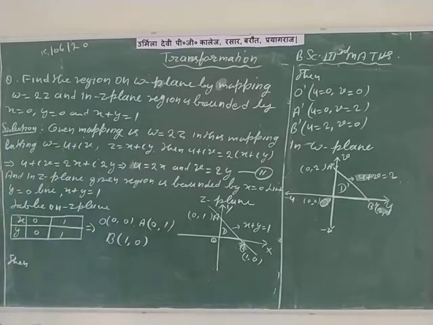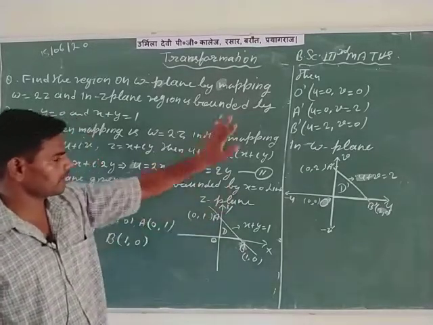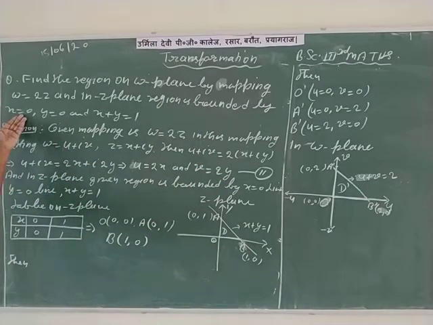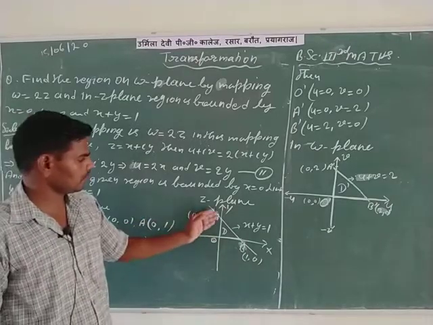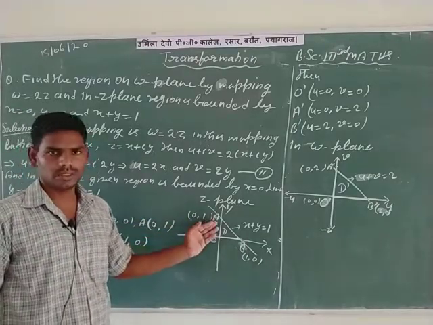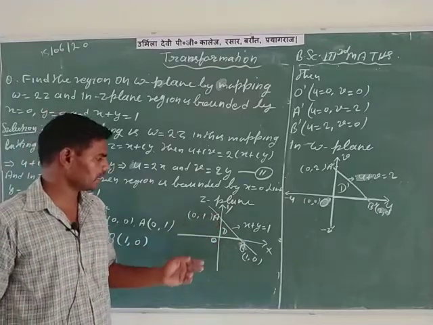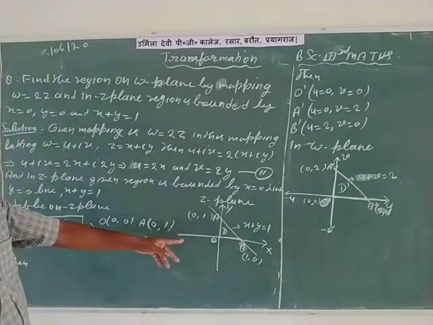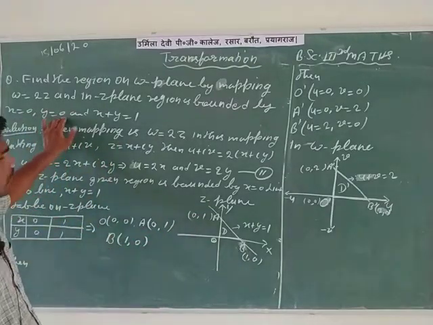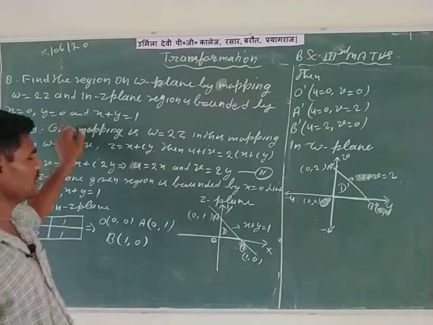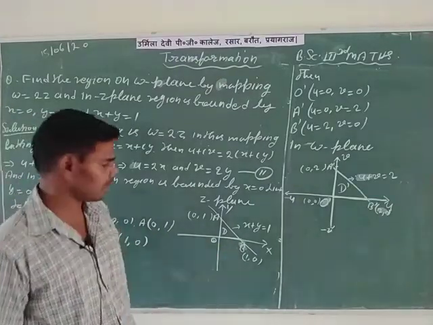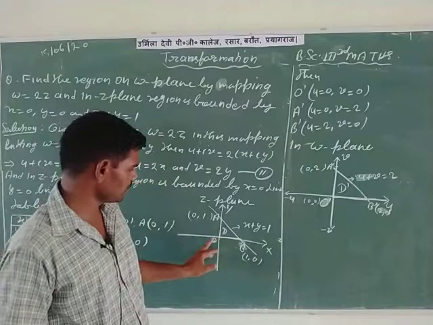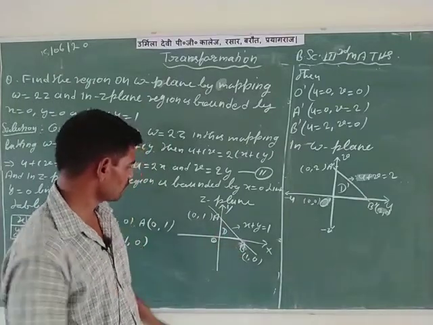First, draw a complete diagram in the Z plane by the given conditions. In the given condition, draw the line x equal to 0. This line is the y axis. Suppose it reaches the point A, so the coordinates of point A are 0, 1. And the x axis means y is equal to 0. Suppose the reaching point is B, then the coordinates of point B are 1, 0. The meeting point of these 2 axes is the origin, with coordinates 0, 0.